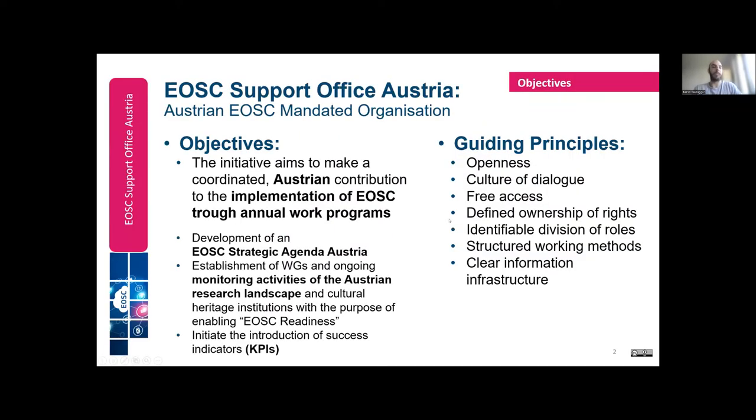The EOSC Support Office Austria is the Austrian EOSC mandated organization. This initiative aims to implement the EOSC at Austrian level throughout annual work plans. Besides that, other objectives are the development of an EOSC strategic agenda Austria, the establishment of working groups, the monitoring of the Austrian research landscape, as well as the initiation of KPIs. Achieving this objective is based on the listed guiding principles.